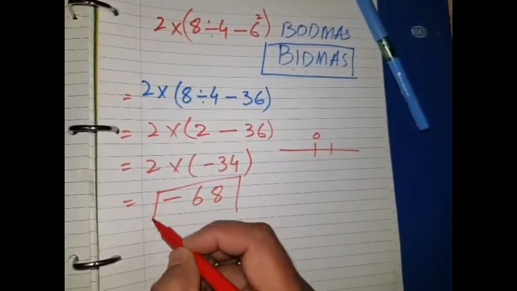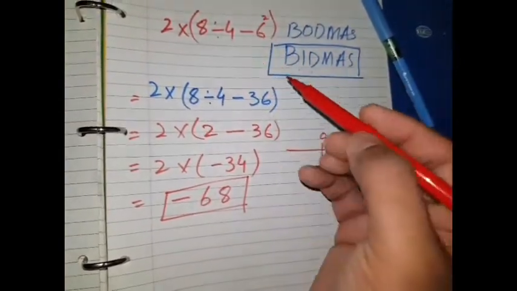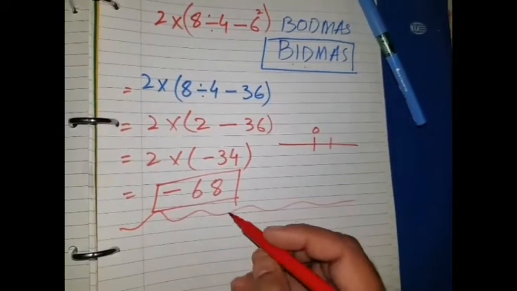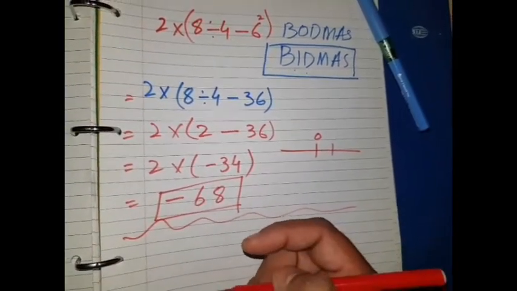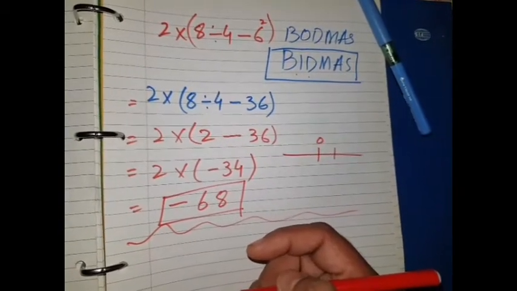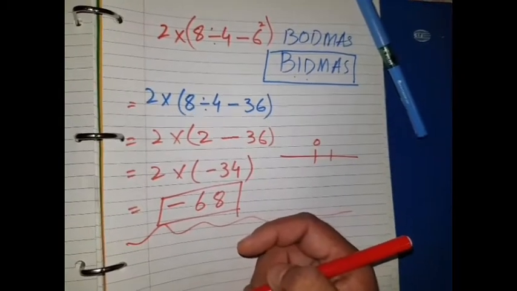Now, this is a different kind of question. The point is that you have to follow the rules. If you are not following the rules, you will get confused. Because the same question solved by two different methods will give two different answers, when one of them is wrong. So don't put yourself in such confusion. Look into this carefully so that you understand how to work with BODMAS.